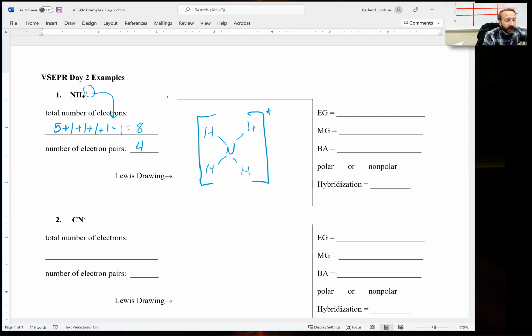We still look at the electron domain. So 1, 2, 3, 4 domains around nitrogen. Of those 4, 0 are lone pairs. Okay. And you still look that up in your chart and you get tetrahedral there and tetrahedral there. Okay. So you just fill that in from the same chart we used last time. That chart is still the same.